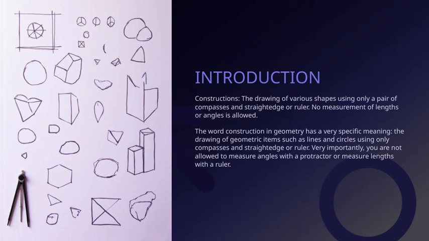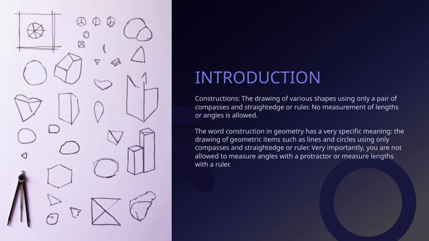These are essentially drawings of various shapes, but with a specific twist. We only use a pair of compasses and a straight edge or ruler. Now, what's really important here is that we do not measure lengths or angles with any tools like a protractor or a ruler. Instead, we're relying solely on the tools for drawing, not measuring.